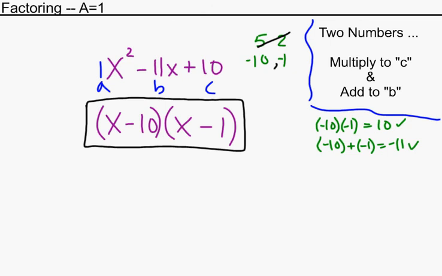So the key thing is finding two numbers that multiply to c, and at the same time, those two numbers add to b.